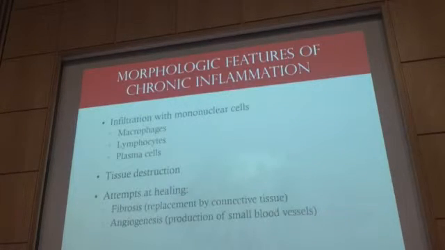So what are the morphological features that, if we're a pathologist looking at a tissue section, and we have to say, is this acute or chronic inflammation? The first thing that we're going to look at is the type of cells that we're going to see there. If we see mostly neutrophils, we're going to guess that this is acute. And if we see a lot of macrophages, lymphocytes, and plasma cells, we're going to think that this is a chronic inflammation. Another sign is tissue destruction, and also signs of fibrosis and angiogenesis.